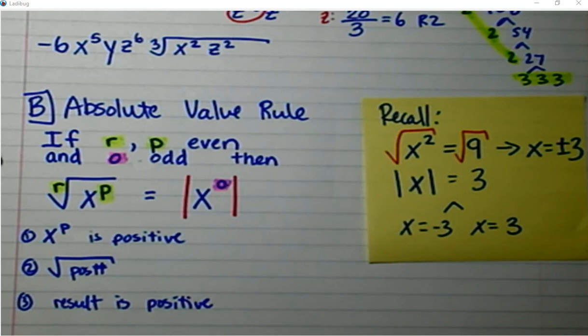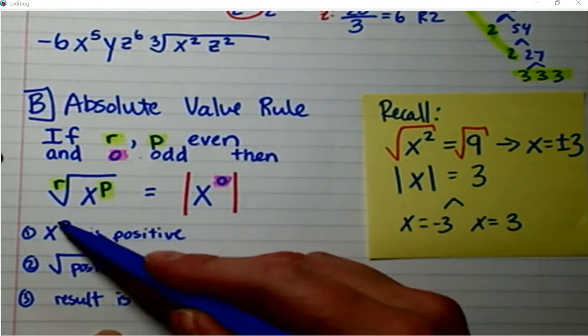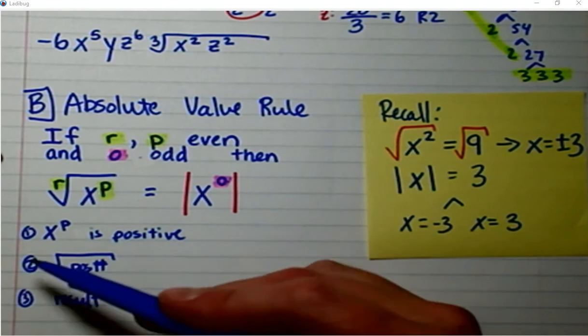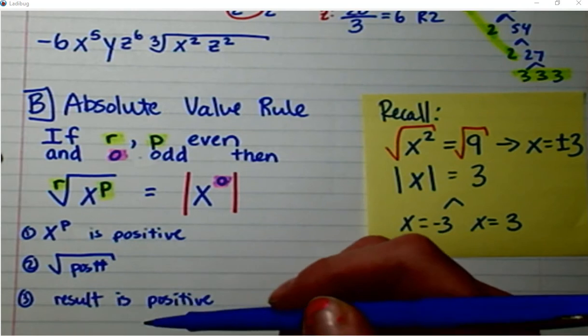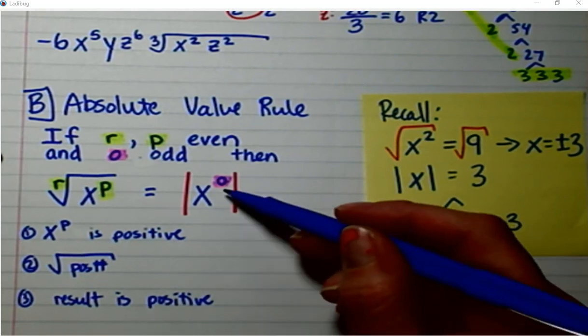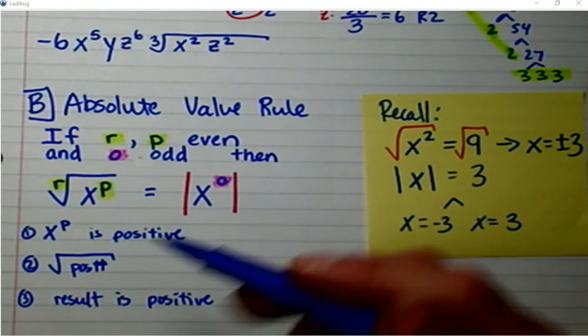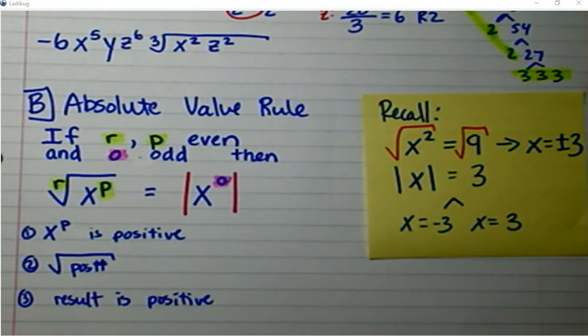Okay, how do we make that happen? An even power is positive. A square root of a positive number is positive. The result is positive. But notice how this exponent was odd. Odd exponents could go either way on the sign. -2 squared is +4. -2 cubed is -8. -2 to the 4th, +16.